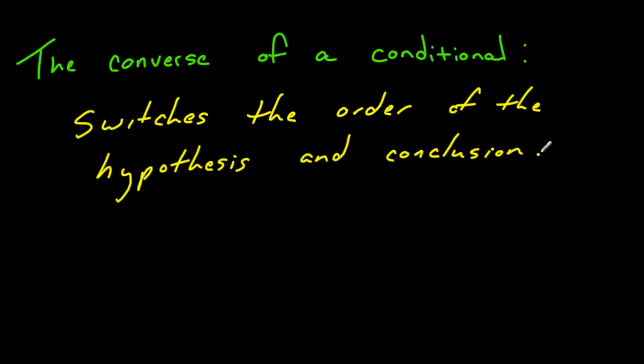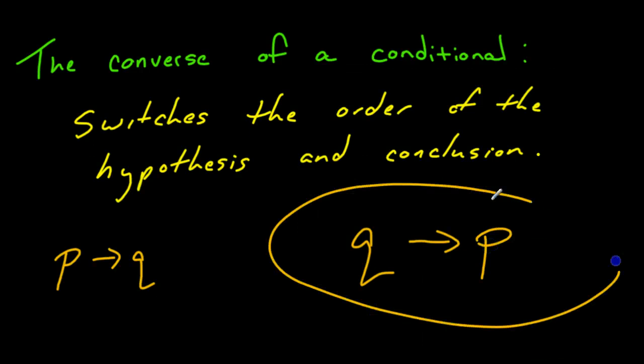So if I ask you guys, hey, what's the converse of this statement? Well, all you got to do is switch the hypothesis and the conclusion. Now, we're used to seeing it if P, then Q. That's hypothesis, then conclusion. Well, the converse is going to be if Q, then P. So we're really just taking the ifs and the thens and switching the order of it all.